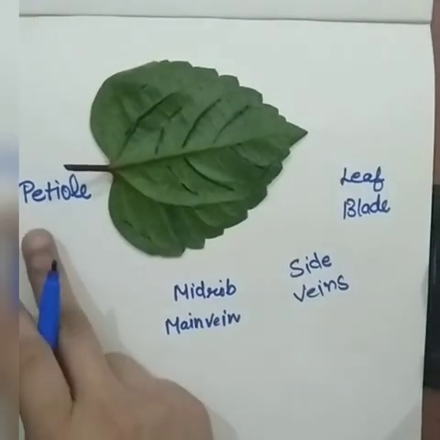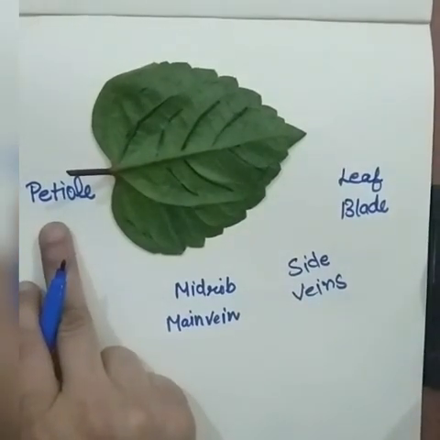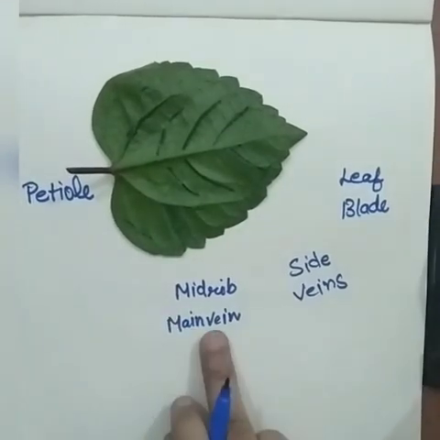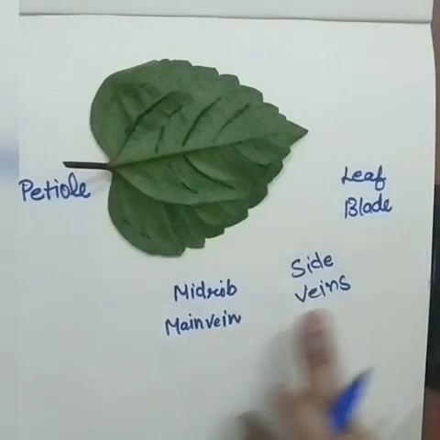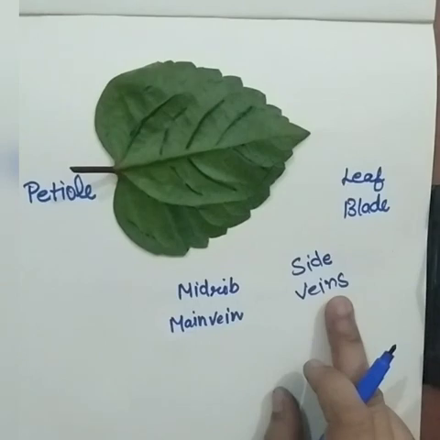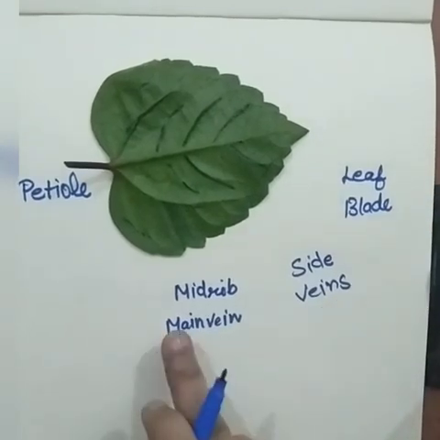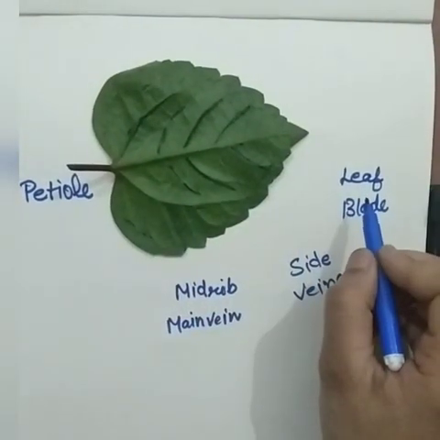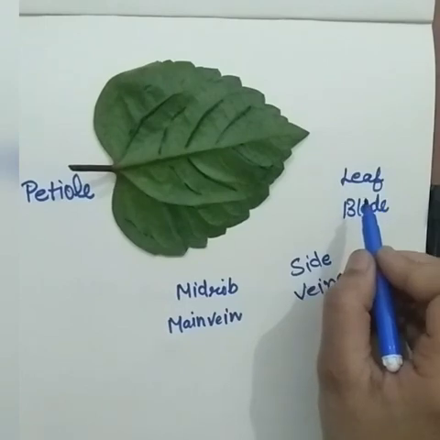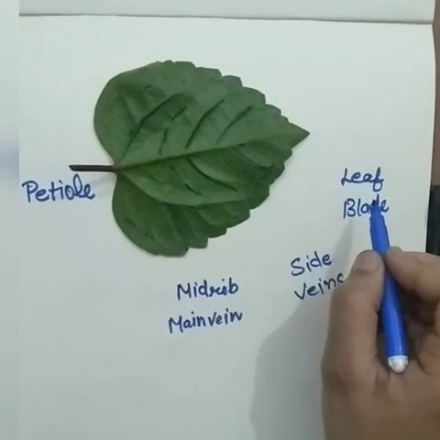See, petiole helps a leaf to attach with the branch or stem. Main vein helps to transport water and minerals from stem or branches to leaf. Side veins help to transport water and minerals from main vein to other parts of the leaf. And leaf blade is responsible for photosynthesis process and transpiration.